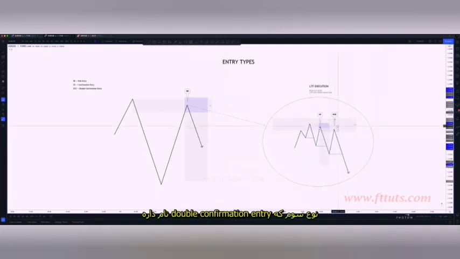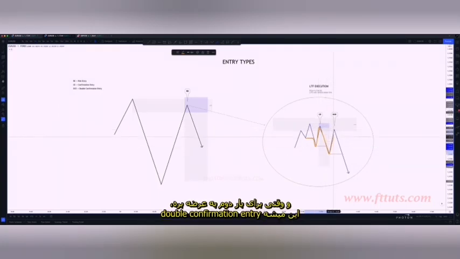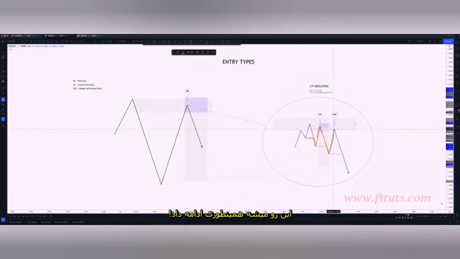And then, as the name suggests, a double confirmation entry is when we have that double break of structure. So we have that first initial break of structure, we then see price pull back, tap into supply, and then we get another break of structure, and that secondary supply is your double confirmation entry, right? And then I guess technically you could keep doing that, and you would get a triple confirmation entry, so on and so forth.